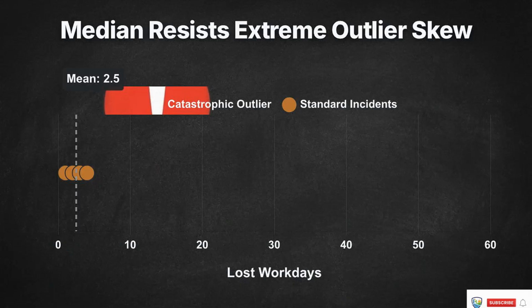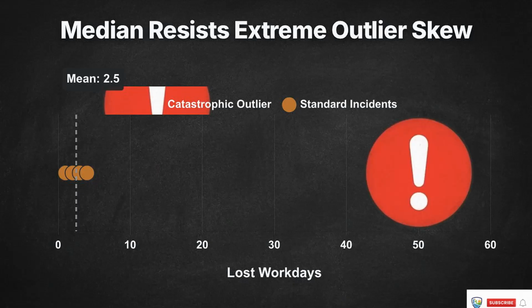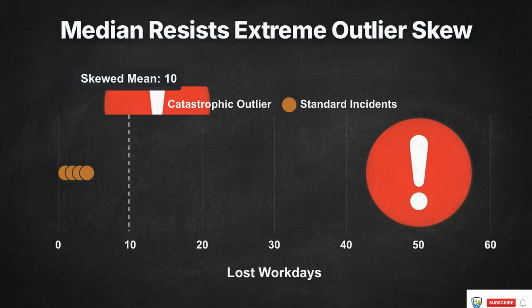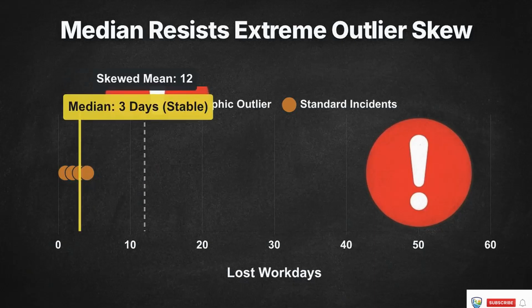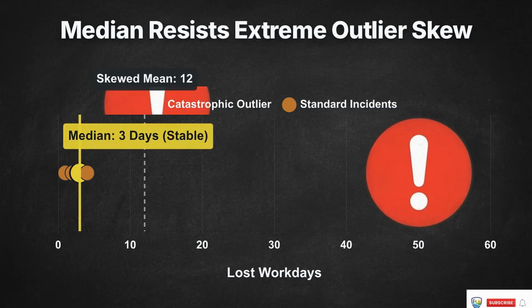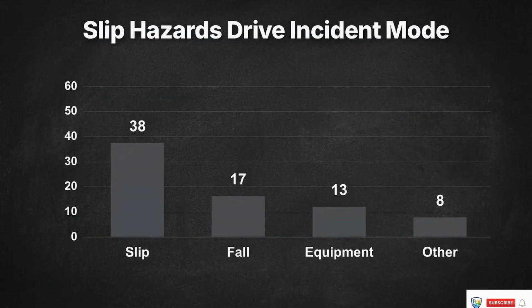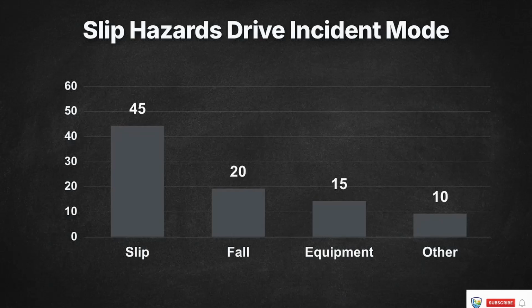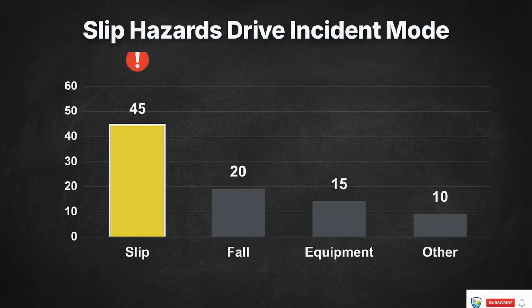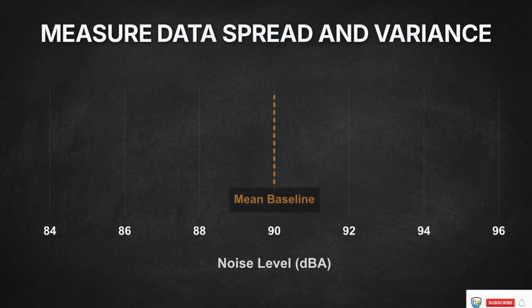If we plot lost workdays from 5 separate incidents, a single catastrophic event resulting in 50 lost days severely skews the mathematical average. To correct for this, we use the median, the precise middle value when the data is arranged in order. Here, the median provides a much more stable representation of 3 days. To identify the most common type of incident, professionals calculate the mode. If categorical data shows recurring slip and falls outnumbering equipment injuries, the mode isolates exactly which physical hazard requires the most immediate attention. Central tendency only identifies the baseline.